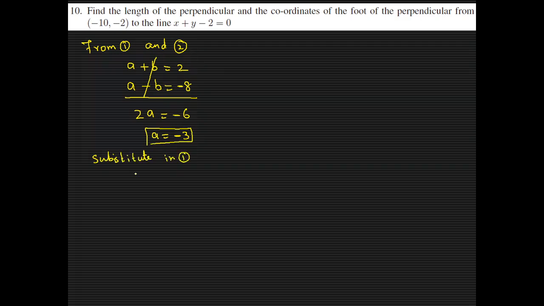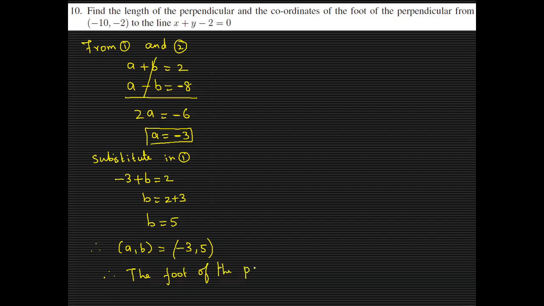Then substitute in equation 1, a + b = 2. So -3 + b = 2, so b = 2 + 3, so b is equal to 5. Therefore (a, b) is equal to (-3, 5). This gives you the foot of the perpendicular. The foot of the perpendicular is (-3, 5). Clear?